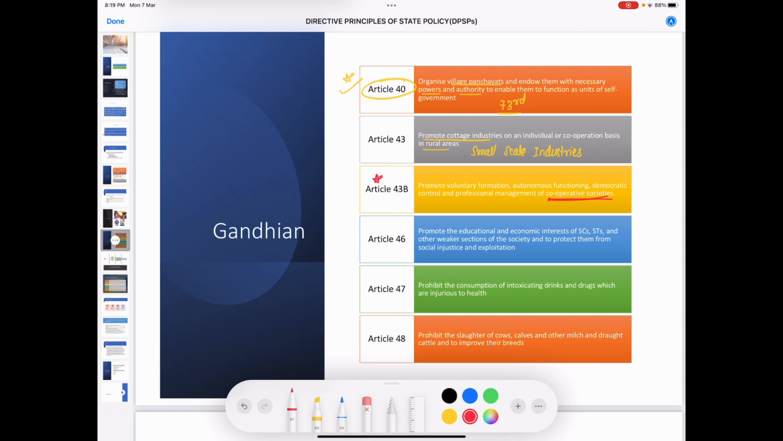Article 46: promote the educational and economic interest of SCs, STs and other weaker sections of the society and protect them from social injustice and exploitation. So Article 46 is talking about promotion of educational and economic interest of SCs, STs and weaker sections of the society. That's it. Article 47: prohibit the consumption of intoxicating drinks and drugs which are injurious to health.